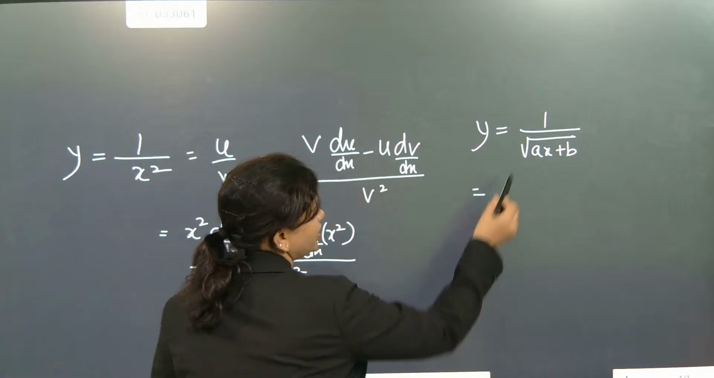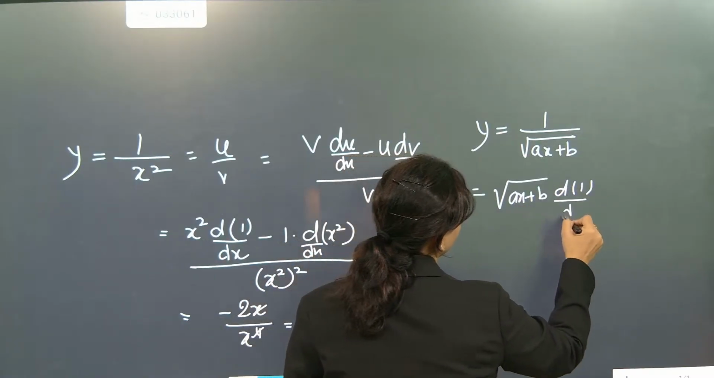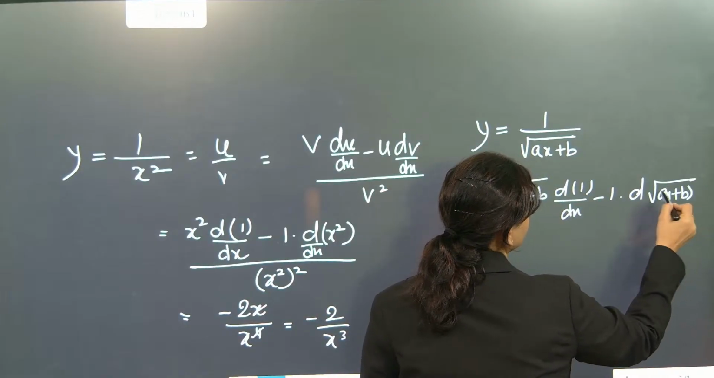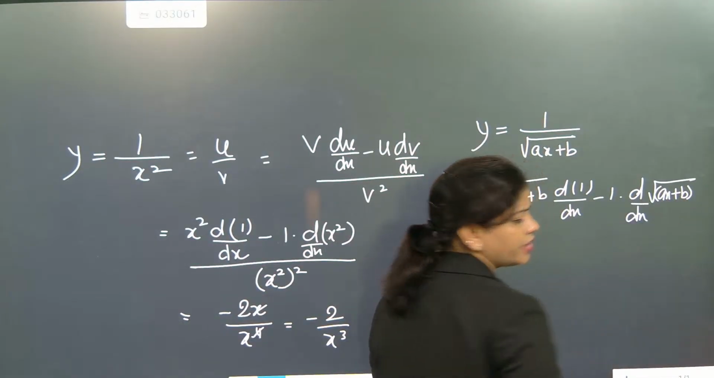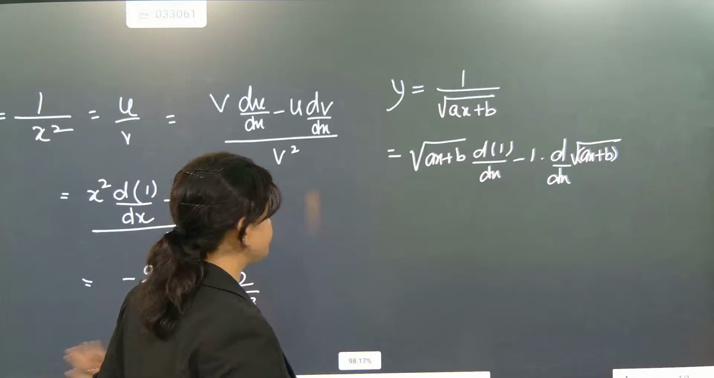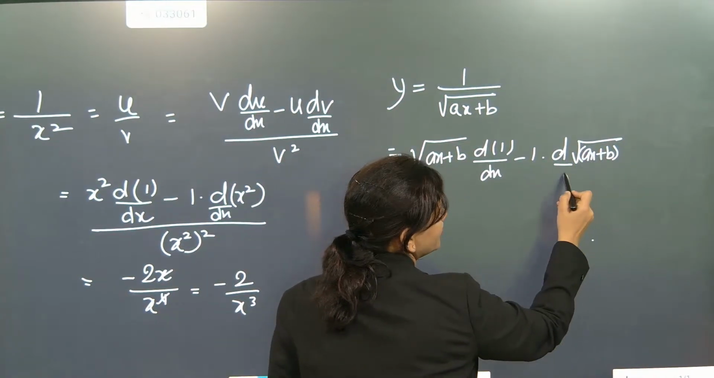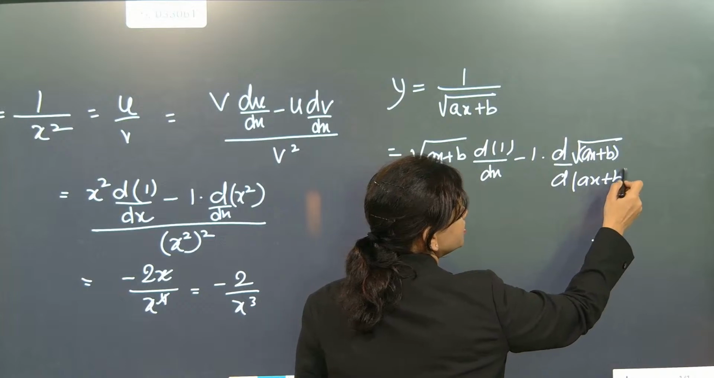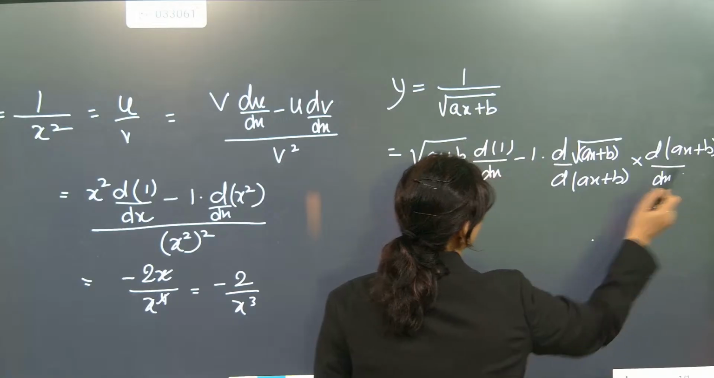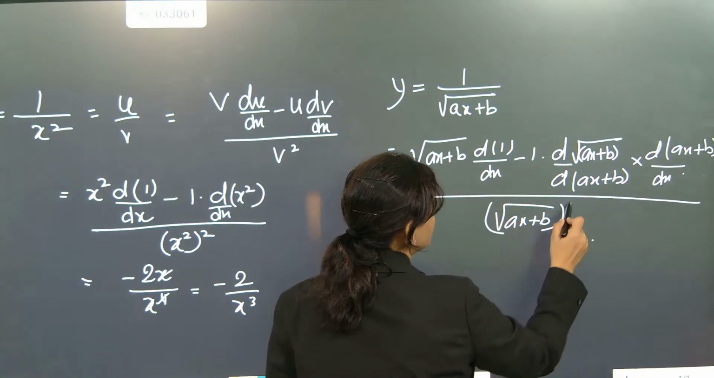U and v. So v, d by dx. V is root under ax plus b, differentiation of 1 by dx minus 1 into differentiation of root under ax plus b by dx. See, look here. Chain rule is applicable. Here, a little bit of chain rule I am applying. Chain rule means whatever derivative part is there, the same we have to write. So here it is ax plus b, root removed. It is coming as d of ax plus b by dx. Now here it will become root under ax plus b whole square.